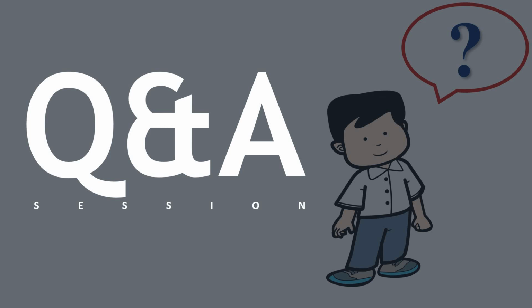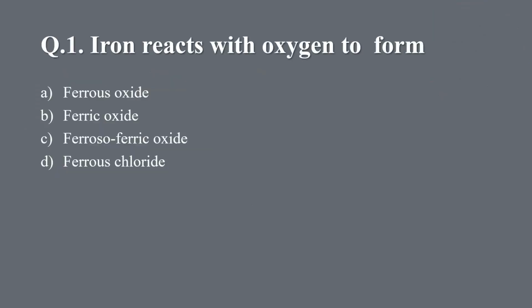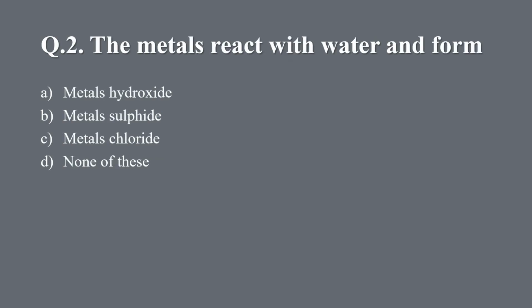Let us revise what we have learned today. Question 1. Iron reacts with oxygen to form: A. Ferrous oxide, B. Ferric oxide, C. Ferroso-ferric oxide, D. Ferrous chloride. And your right answer is B. Ferric oxide. Question 2. Metals react with water and form: A. Metal hydroxide, B. Metal sulfide, C. Metal chloride, D. None of these. And your right answer is metal hydroxide.